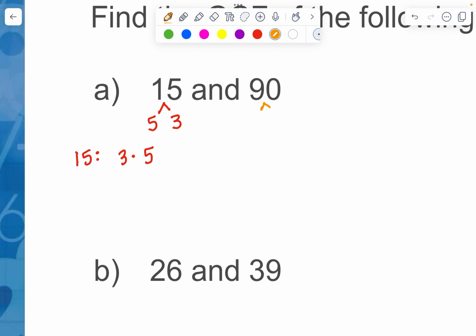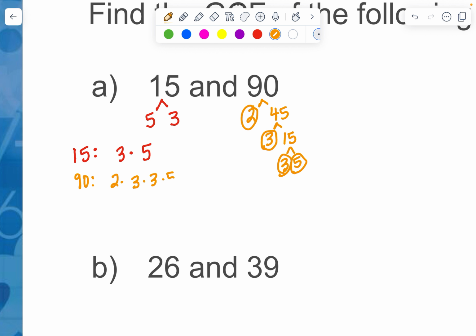If we look at 90, there's many ways we can get to 90. I know that 90 divided by 2 is 45. So I'm going to say 2 and 45. 2 is prime, so I can't do anything else with that side. So I'm going to continue breaking down 45. We can't divide 45 by 2, but we can divide it by 3. And it's 3 times 15. 3 is prime, so I can't do anything else there. And 15, as we just said, is 3 times 5, which are both prime. So 90 ends up being 2 times 3 times 3 times 5.